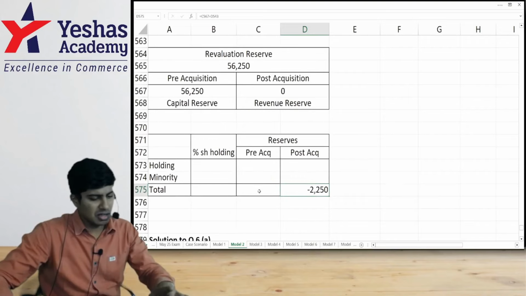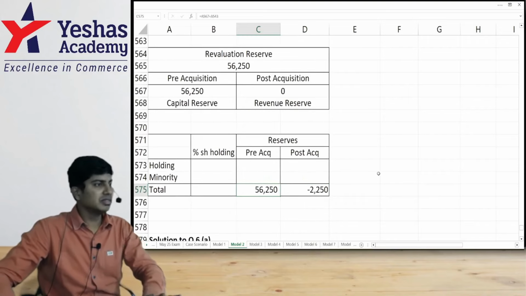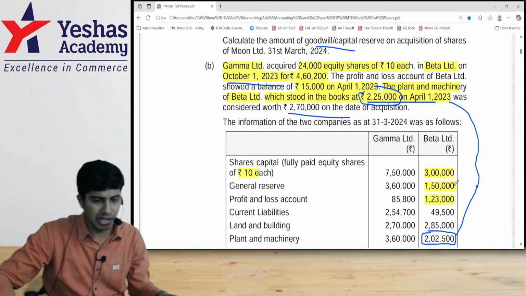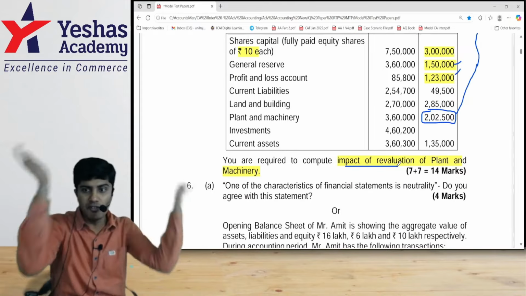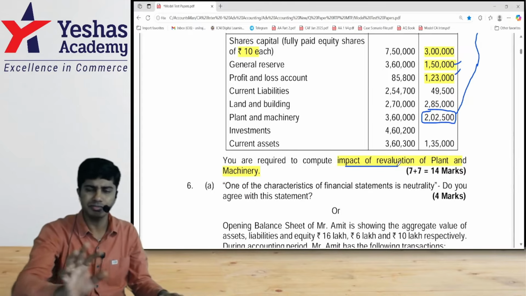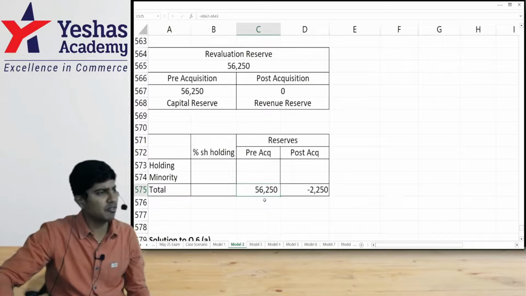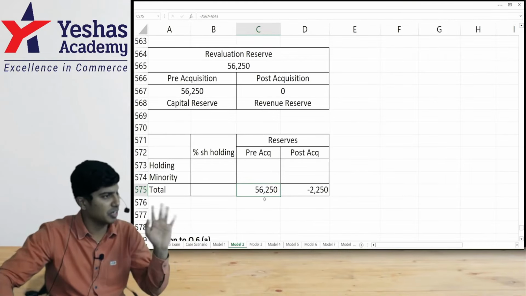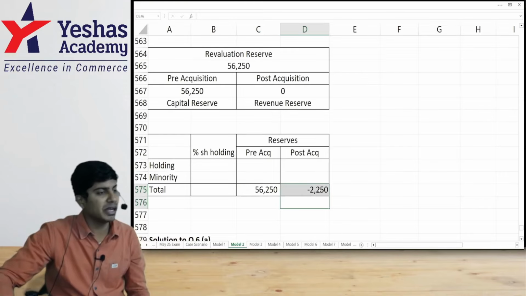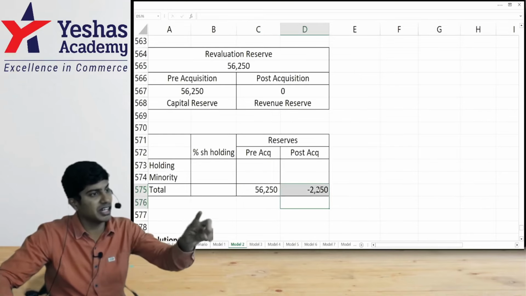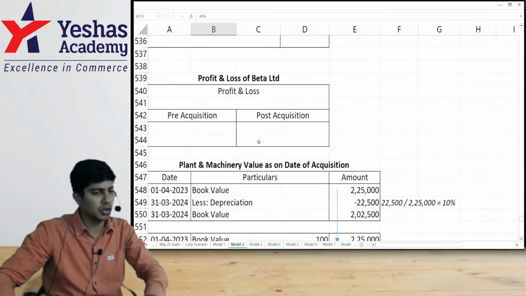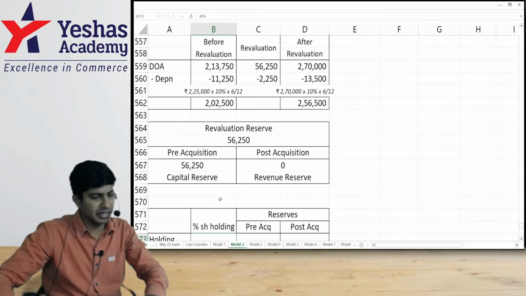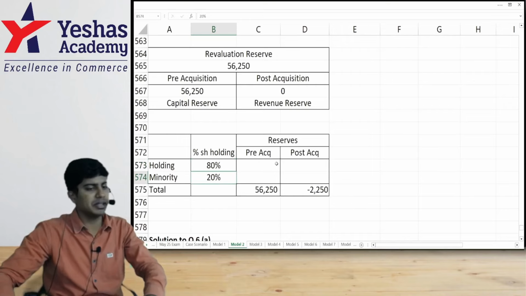Pre acquisition reserve is 56,250. Why? There is general reserve, there is P&L. I've decided not to consider this because they're asking only impact of revaluation. Are they asking full-fledged consolidation? No, only impact of. So 56,250 pre-acquisition reserve arising because of revaluation. 2,250 minus is post-acquisition reserve negative arising because of revaluation. Share it between holding and minority. What is the ratio? 80 and 20. Okay, 80, 20. 80% of 56,250.